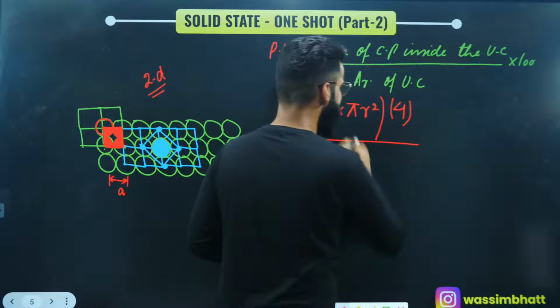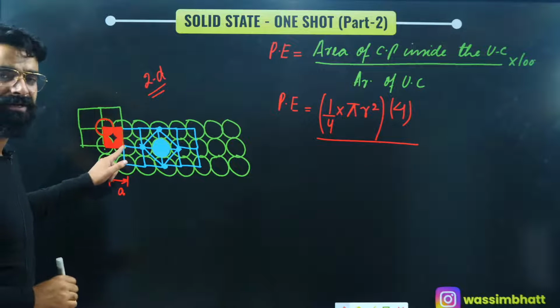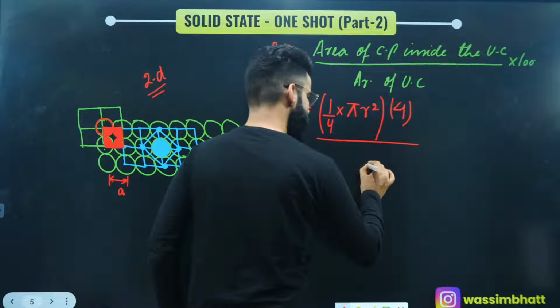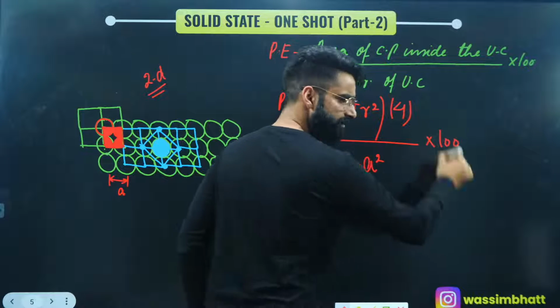This is divided by the area of the unit cell. The unit cell is square in shape, and the area of the square, as you must know, is equal to side square, which is going to be a square, multiplied by 100, correct?